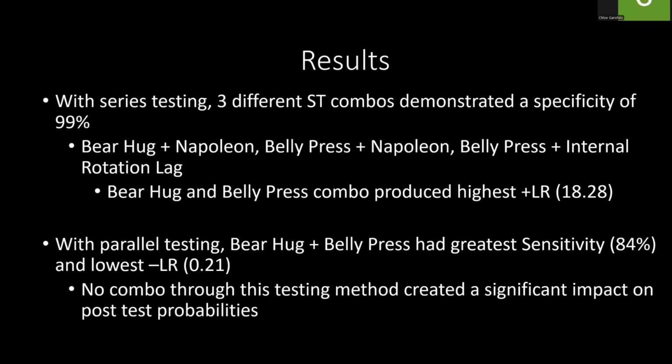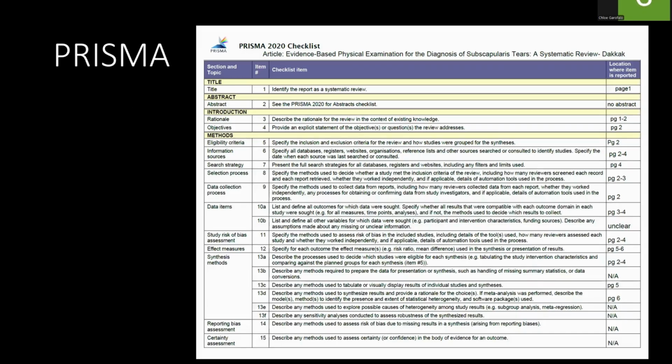Results. With series testing, 3 different special test combos demonstrated a specificity of 99%: bear hug plus Napoleon, belly press plus Napoleon, and belly press plus internal rotation lag. The bear hug and belly press combo, however, produced the highest positive likelihood ratio of 18.28. With parallel testing, bear hug and belly press had the greatest sensitivity at 84% and the lowest negative likelihood ratio at 0.21. No combination through this testing method created a significant impact on post-test probabilities, however.